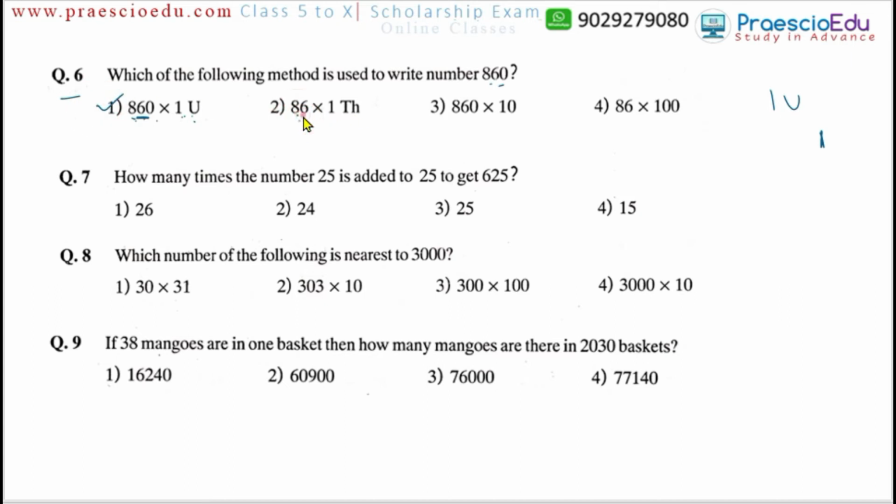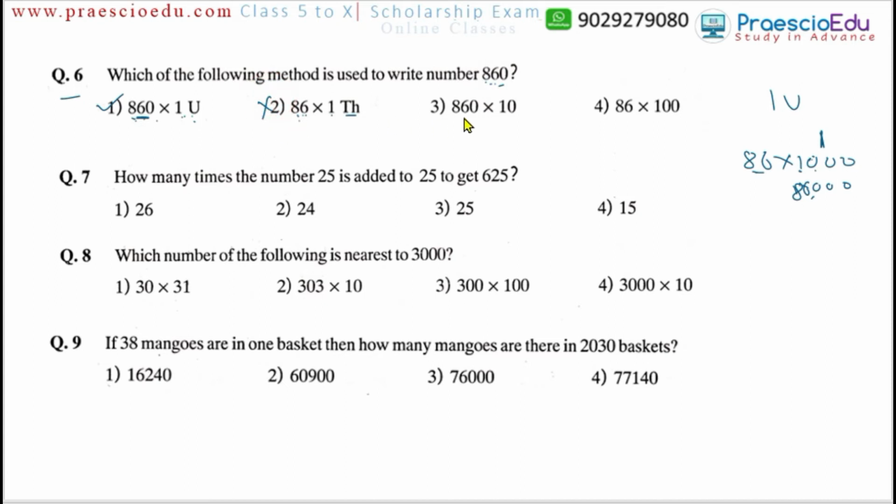Now here, 86 multiplied by 1000. Here there are three zeros, so 86 will replace the 1 and all the zeros will remain as they are. Or you can do this multiplication. So this is 86,000, but we required 860, so this is the incorrect one.